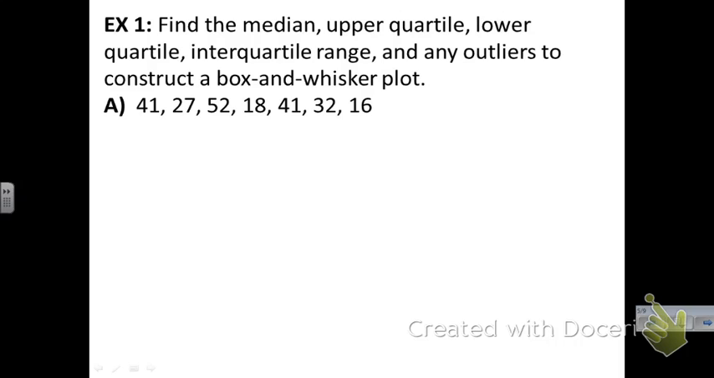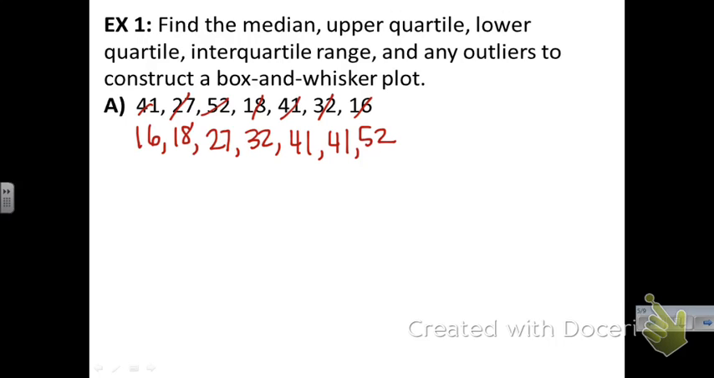Okay, so on this example, we are going to find the median, the upper quartile, lower quartile, interquartile range, and any outliers to construct a box and whisker plot. So to do this, the first thing you have to do is put your numbers in order. I just did that really quickly, and once they're in numerical order, look to find the median first. The median is the number in the middle, so here our median is 32.